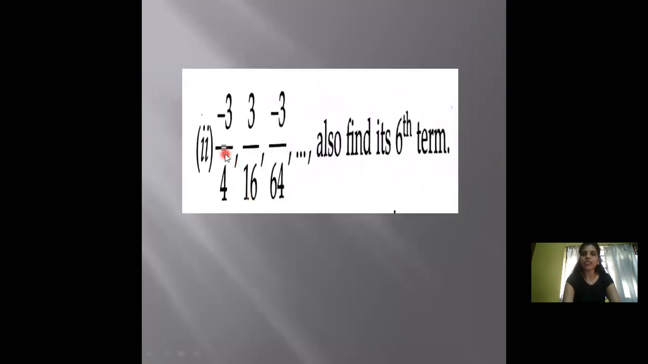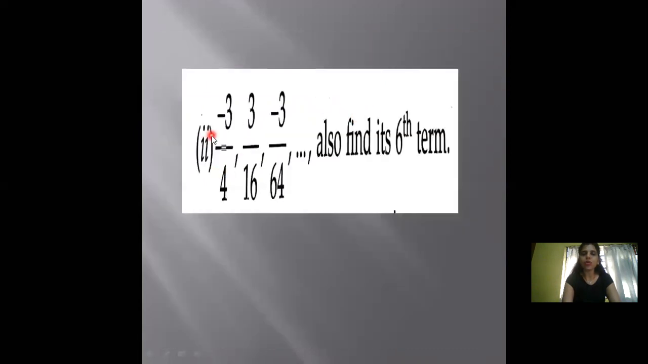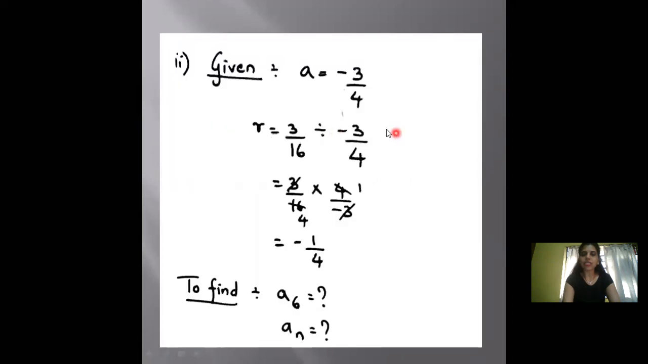In the next question, again a GP is given to you: minus 3 upon 4, 3 upon 16, minus 3 upon 64. And you have to find the 6th term. So here A is equal to minus 3 upon 4, R is equal to 3 upon 16 divided by minus 3 upon 4. When you change the division sign to multiplication, you take the reciprocal of this term. So you get 4 upon minus 3. 3 gets cancelled. 4 ones are 4, 4 fours are 16. And you got 1 upon 4 and negative sign. So minus 1 upon 4.